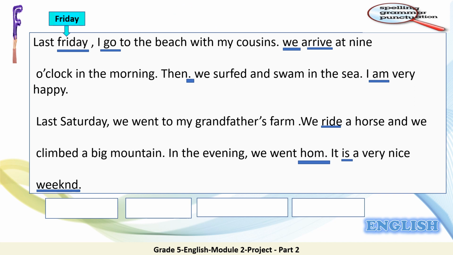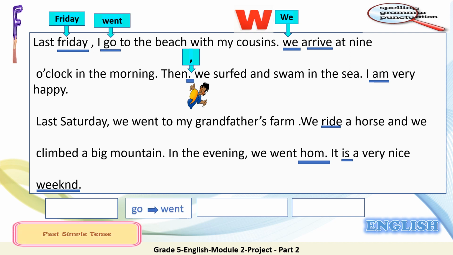Let's see the answers. Here the pronoun we must be written in the capital letter. When we start a new sentence, the first letter of the first word must be written in the capital letter. Here after then, we have to use comma. Here the verb go must be in the past. Go, went, because we are talking about last weekend.